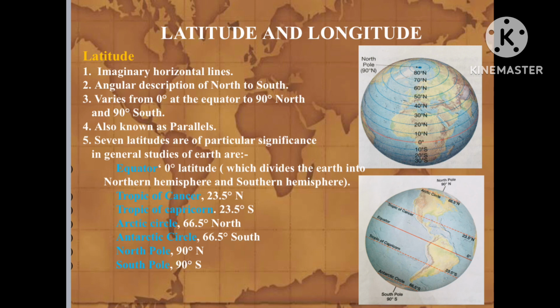These are also known as parallels. There are 7 major parallels. For example, the equator at 0 degree latitude, the Tropic of Cancer and Tropic of Capricorn, both at 23 and a half degrees, north and south, the Arctic Circle at 66 and a half degrees north, the Antarctic Circle at 66 and a half degrees south, the North Pole at 90 degrees north, and the South Pole at 90 degrees south.